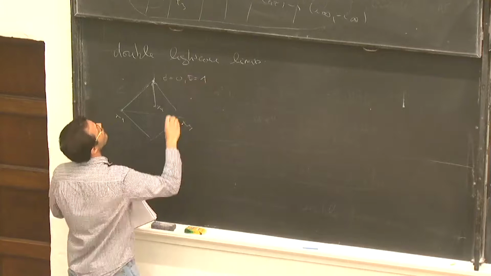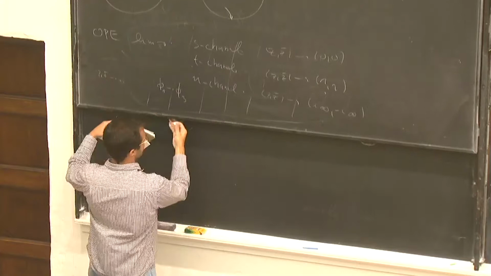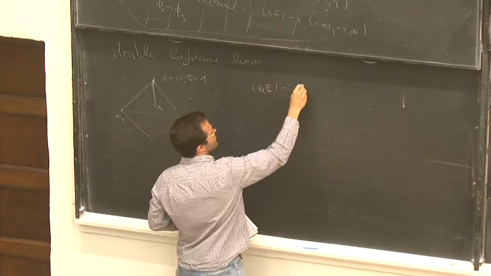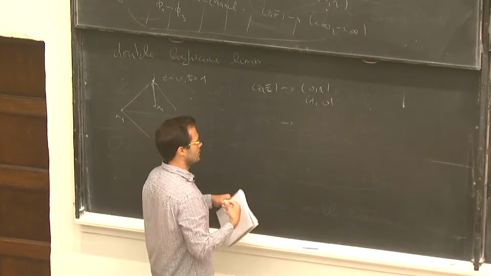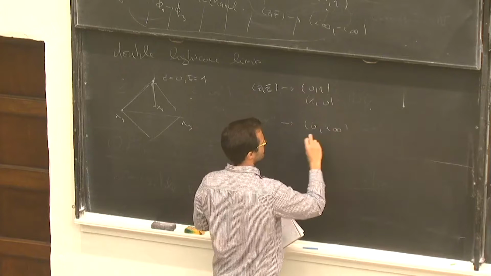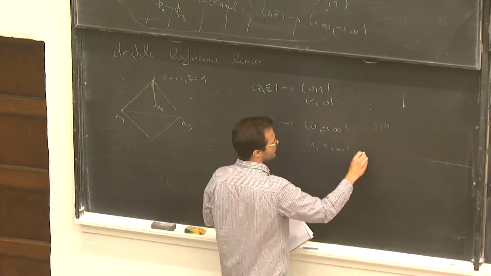So in this picture, it just means that we take independently W to this point and W bar to this point. So let me just say Z, Z bar goes to either 0, 1 or 1, 0. They are equivalent. It's either at the top or at the bottom. And there are also double light cone limits between the S and U channel and the T and U channel. You can easily check for yourself that when I go to 0, plus or minus i infinity, this would be the double light cone limit of the S and U operators. And 1 and plus or minus i infinity would be the T and U double light cone limit.